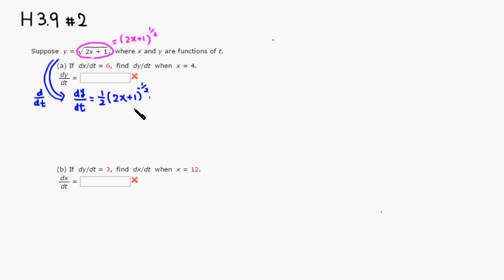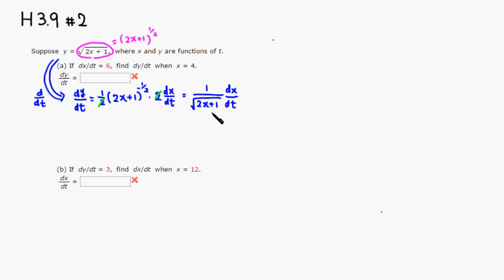Then multiply by the derivative of the inside, which is going to be 2 dx over dt. The derivative of 1 is 0 anyway. Then we can cancel. There's a 2 on top and a 2 on the bottom, so we can cancel those out. So you get 1 over, it's a negative power, so 2x plus 1 sits on the bottom. The 1/2 power is equivalent to square root. Then you have dx over dt.